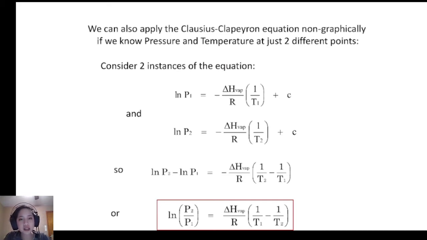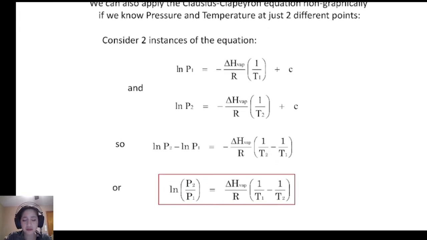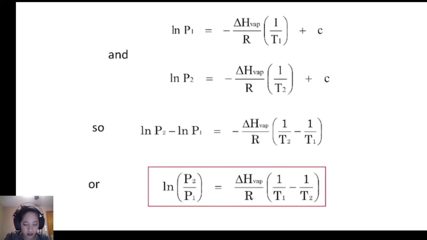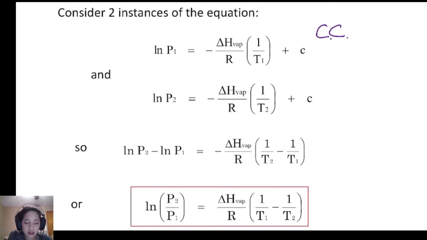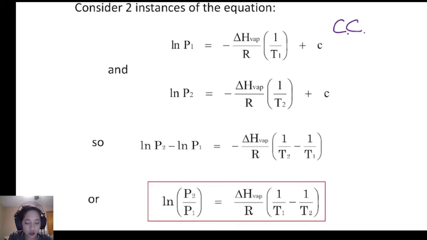So we can use the Clausius-Clapeyron equation to relate 2 different points. Here's just a proof of how you do it. I will never make you do this proof. You just need to know this equation, which I will give you. So how this proof works is I take the regular Clausius-Clapeyron equation. Our goal here is to get delta H vap of a substance by relating 2 different pressure-temperature data points.